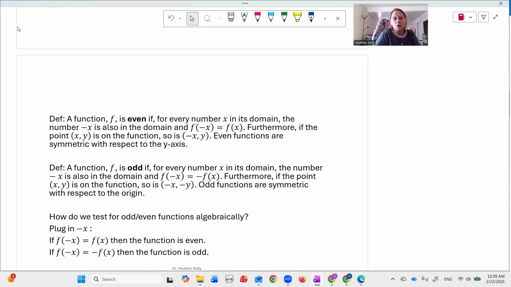The next definition: a function f is odd if for every number x within its domain, the number negative x is also in the domain, and f of negative x is equal to negative f of x. Furthermore, the point (x, y) is on the function, so is (negative x, negative y). Odd functions are symmetric with respect to the origin. And of course, if a function does not fit into either of these, it could be neither.